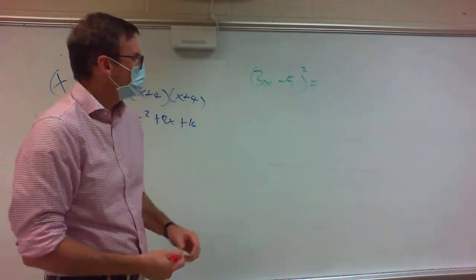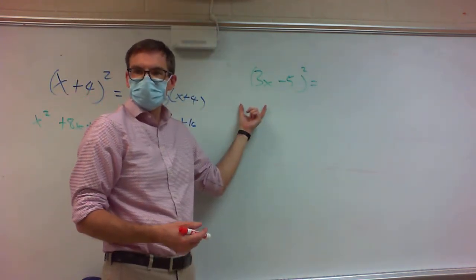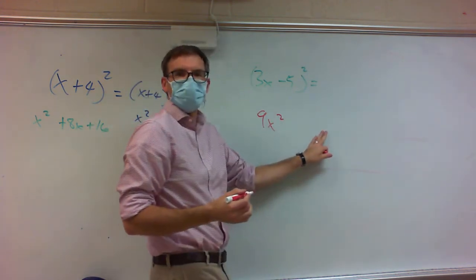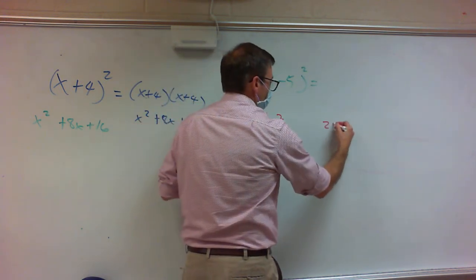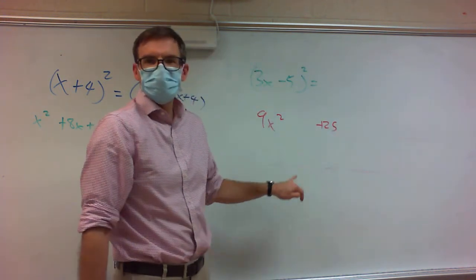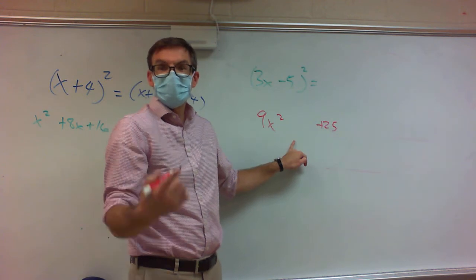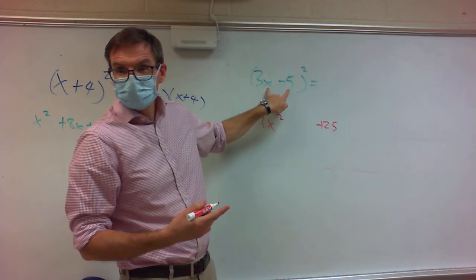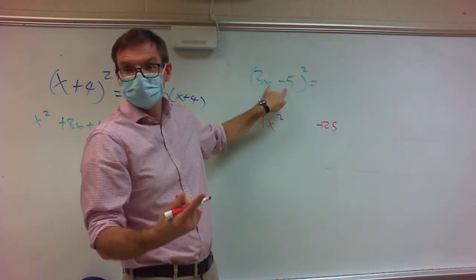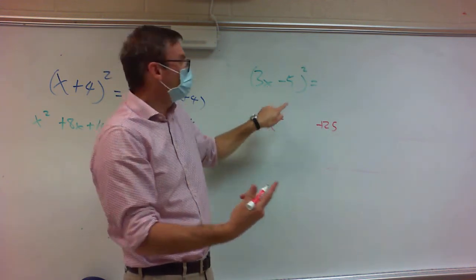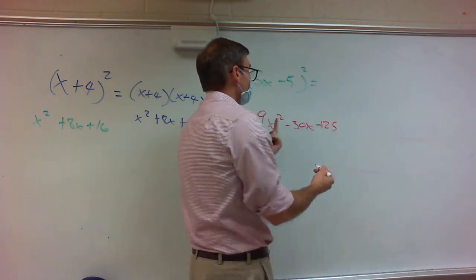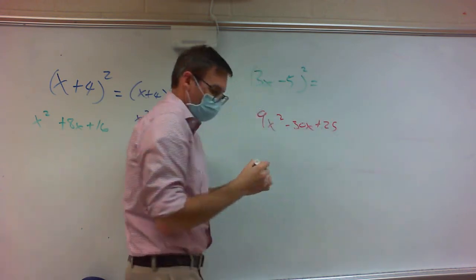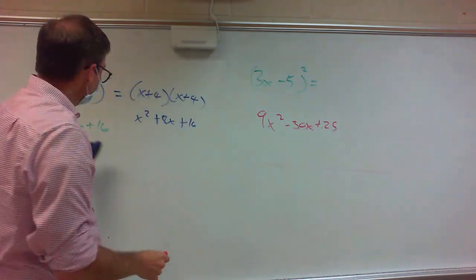We're going to get 3 terms. What's the first term? 9x squared. What's the last term? 25, right? What's our middle term going to be? Positive or negative? Negative. Multiply these together, right? 3x times negative 5 gives me negative 15x. Double it, that gives me my minus 30x, and we've done that, right? All right. What about this one?